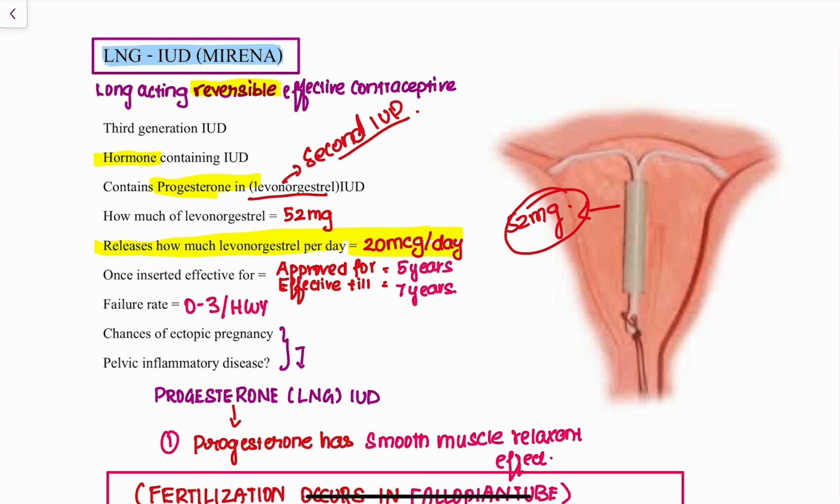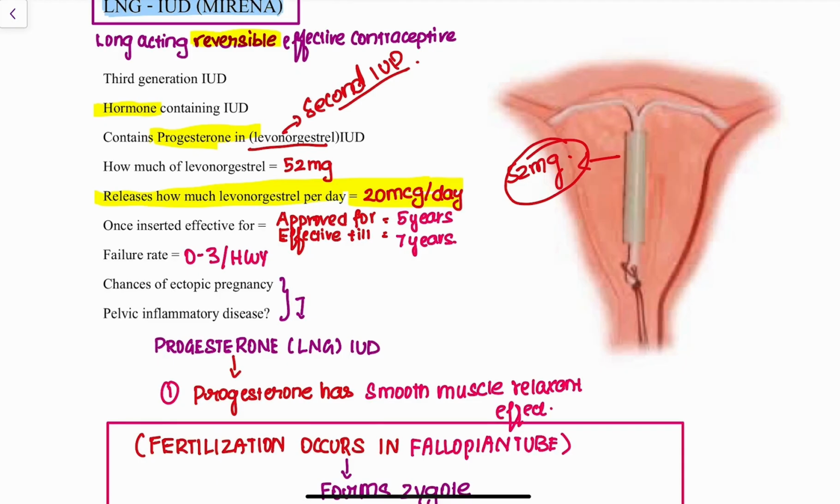Once this device is inserted inside the uterine cavity, it is approved to be effective for the next 5 years, but it can be used until 7 years. It has been approved for only 5 years, but it is also said to be effective for the next 7 years from the time of insertion. So for the next 5 to 7 years, you need not worry about anything. Only after 5 to 7 years do you have to renew this contraceptive method. Therefore, it is a longer acting reversible contraceptive method. Is that clear? Yes. So the approved lifespan of this IUD MIRENA is about 5 years. Clear?